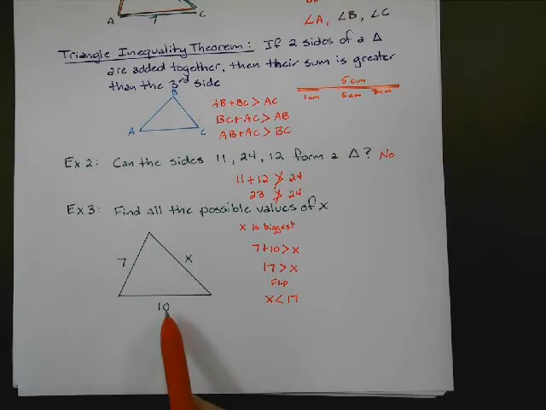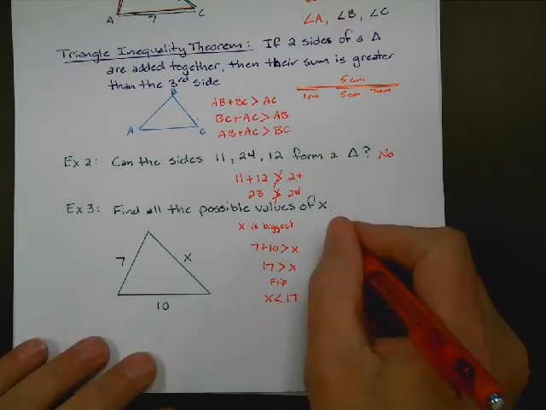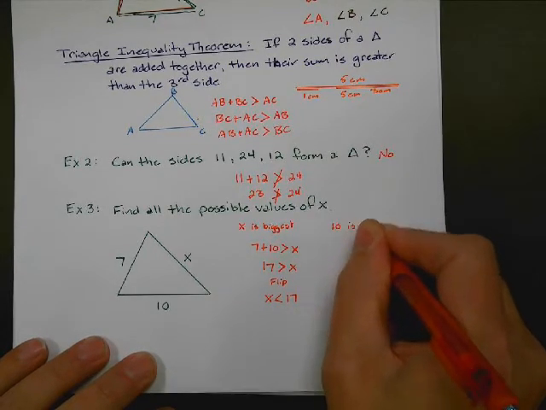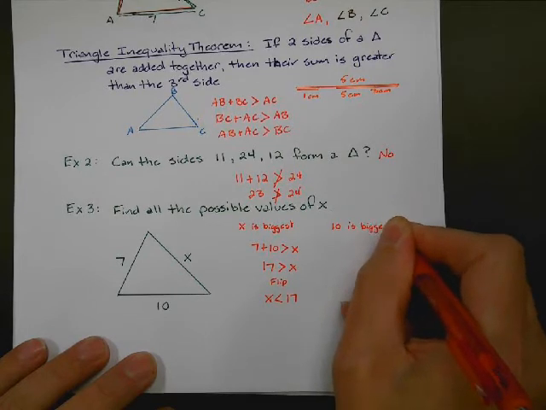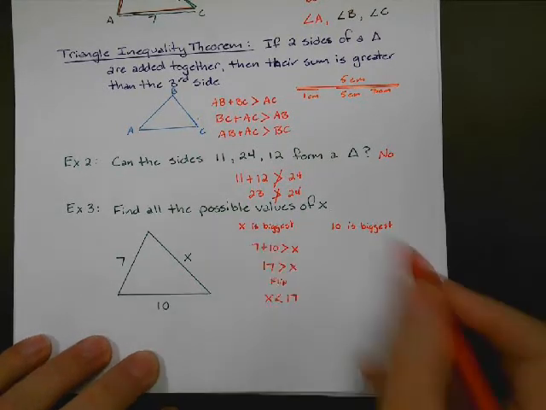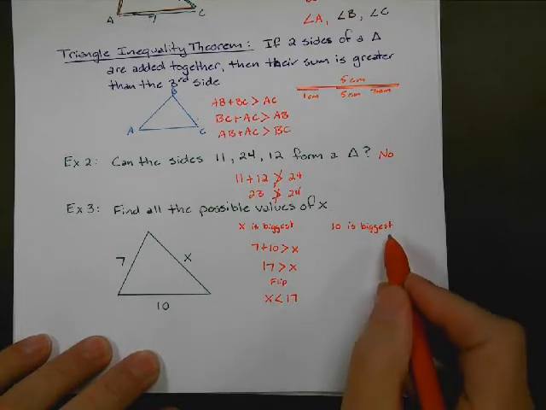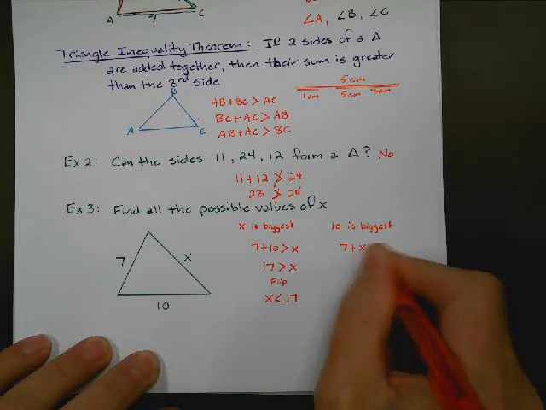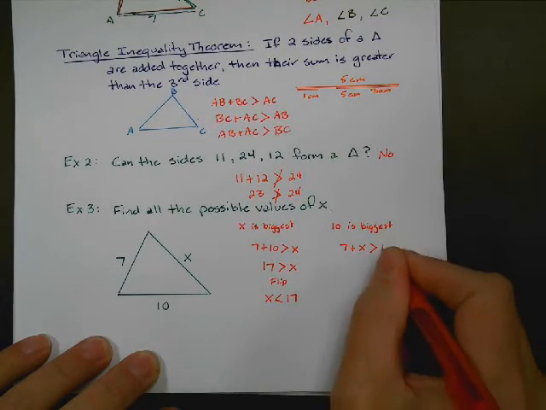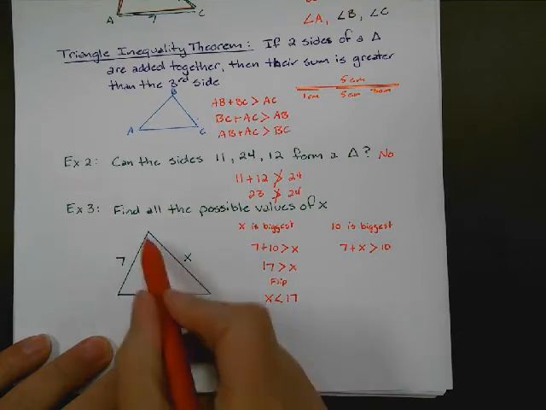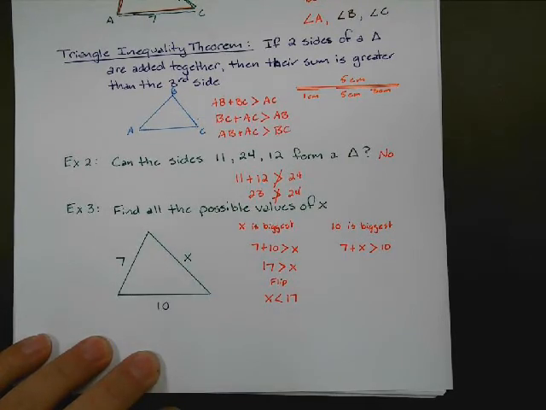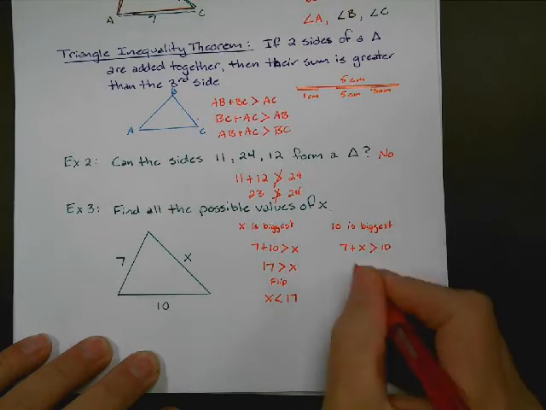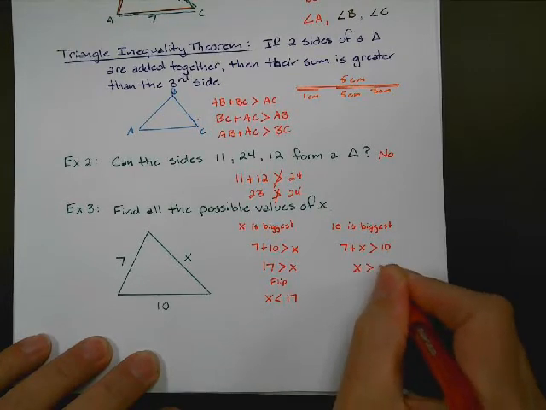What if 10 were the biggest side? If 10 was the biggest side, then we should be able to prove, so if 10 is the biggest, well, then we would need to say, okay, if 10 is the biggest side, then 7 plus x would have to be bigger than 10. All right? Just because it looks like it's the biggest side, we can't assume it is. So I would subtract 7 from both sides, and I'd say x is greater than 3.